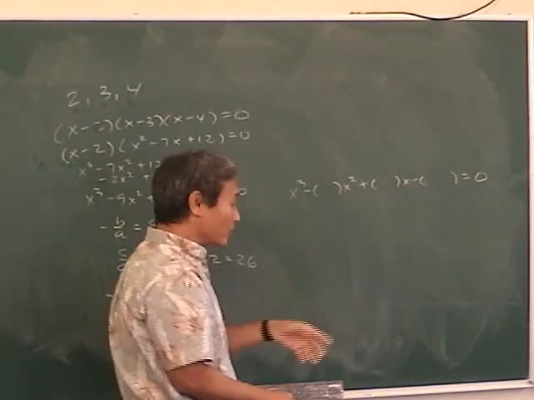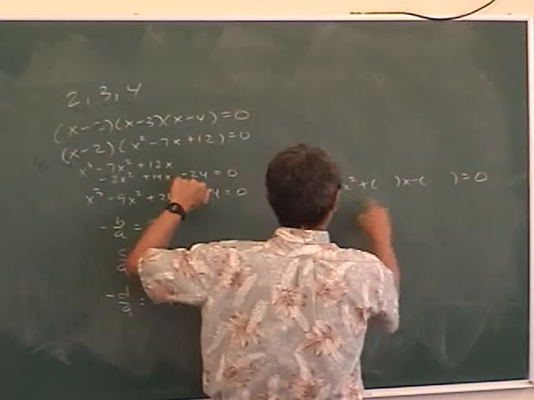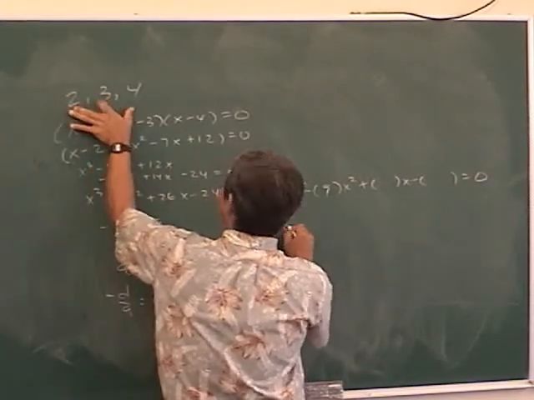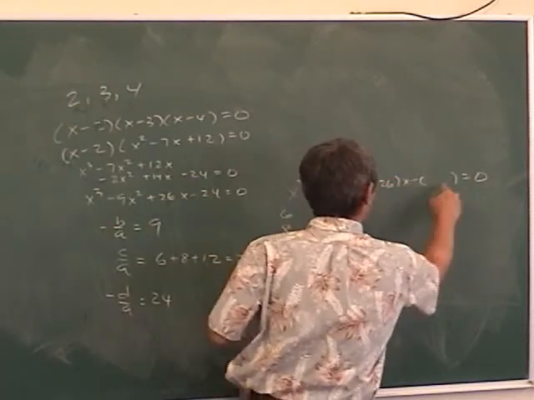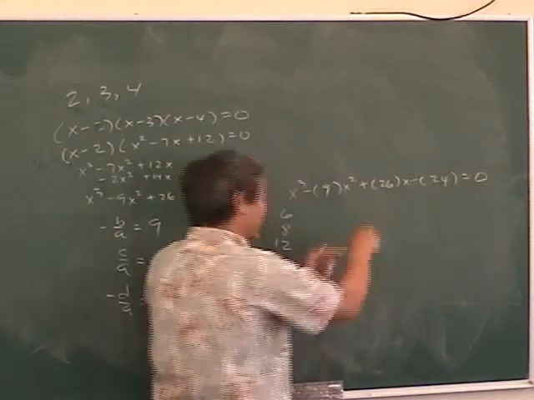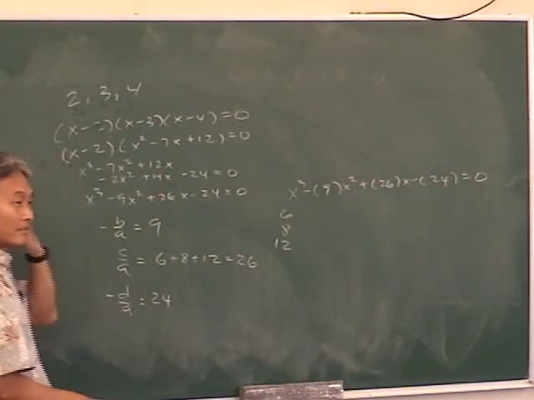The sum of the roots. 2 plus 3 plus 4 is 9. What goes in this box? You multiply the roots 2 at a time. 2 times 3, 2 times 4, 3 times 4, 26. What goes in that box? You multiply them. 2 times 3 times 4, 24. Finished. Isn't that a lot faster?